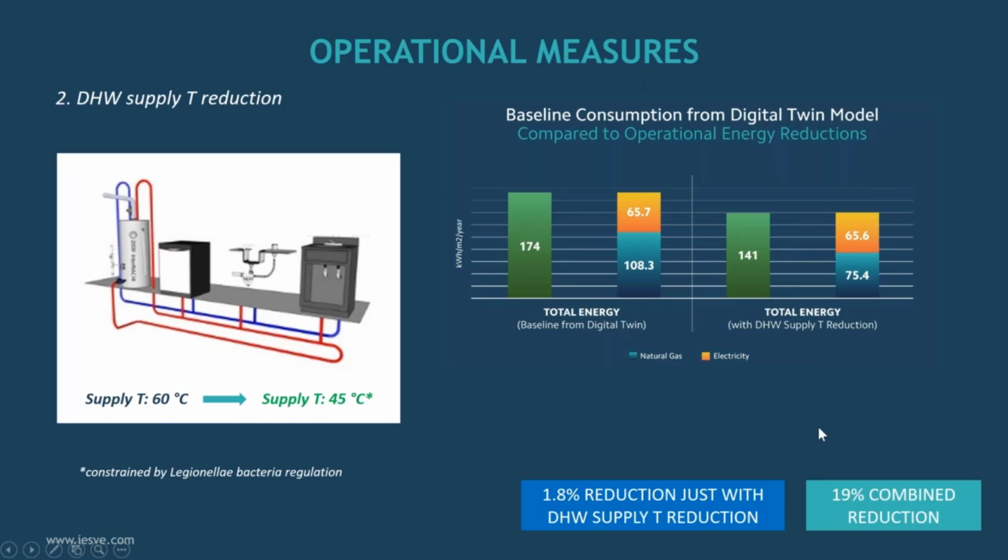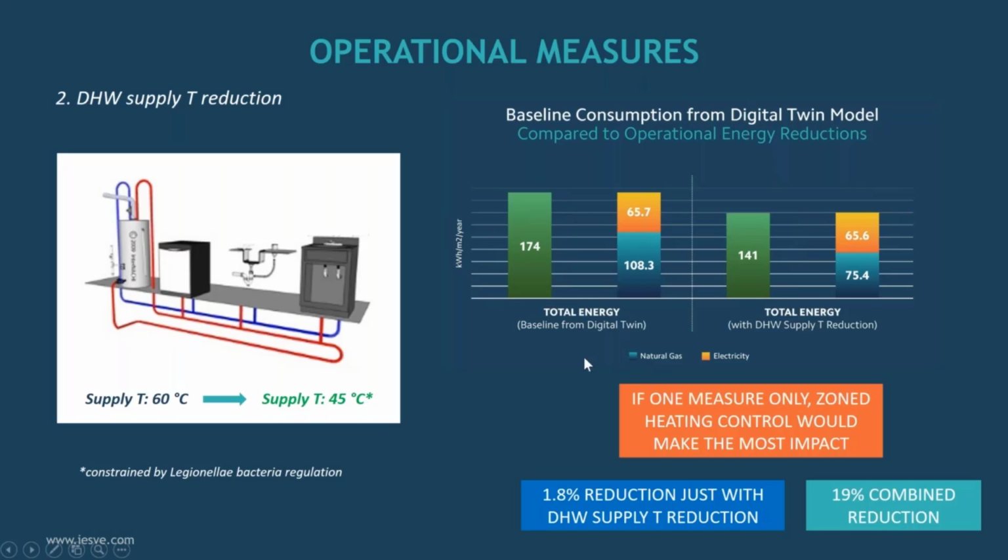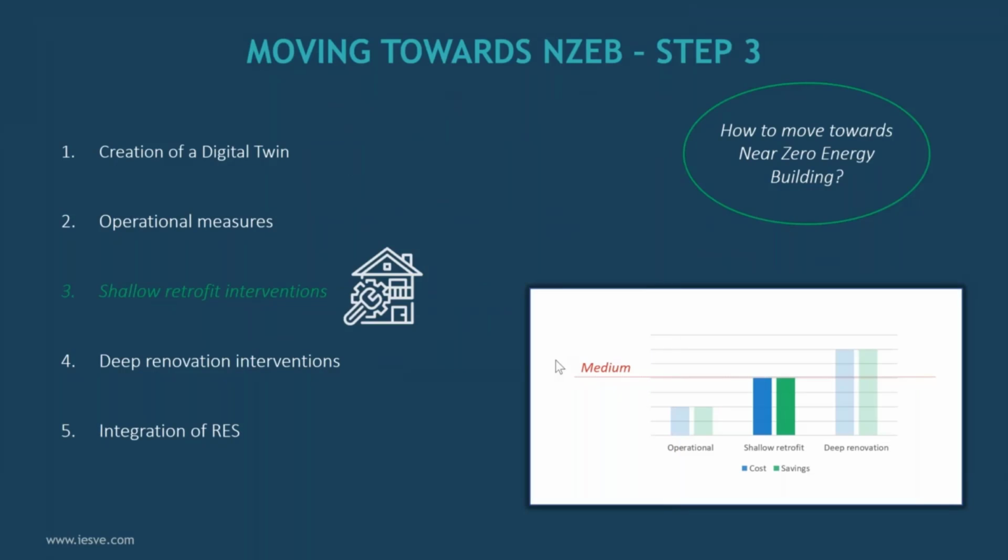So we have a 1.8% reduction, while 19% if we combine this with the previous operational measures. So the two together would reduce the total energy consumption of the building by 19%. And obviously, if only one measure would be chosen, the zone heating control will make the most impact. The next interventions that we started considering are the shallow retrofit.